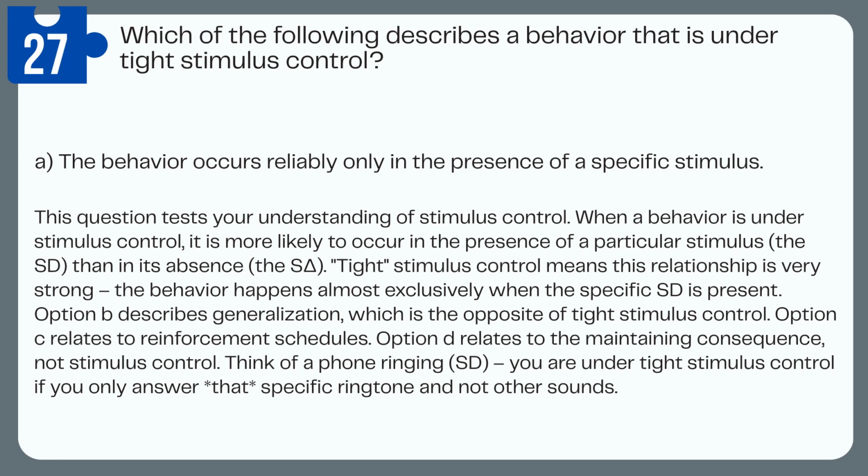Option C relates to reinforcement schedules. Option D relates to the maintaining consequence, not stimulus control. Think of a phone ringing, SD. You are under tight stimulus control if you only answer that specific ringtone and not other sounds.